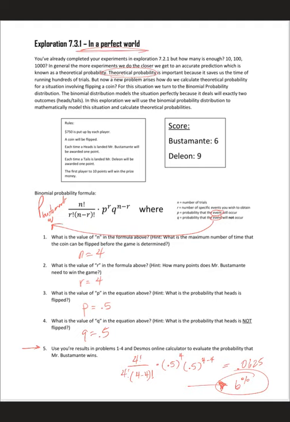So in the most fair way, by calculating theoretical probability, no luck, just fairness and odds, I should win 6% of the time. So that means I should get 6% of that pot. So 6% of that pot goes to Mr. Bustamante.